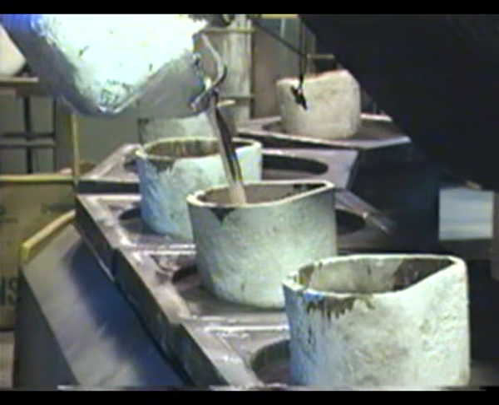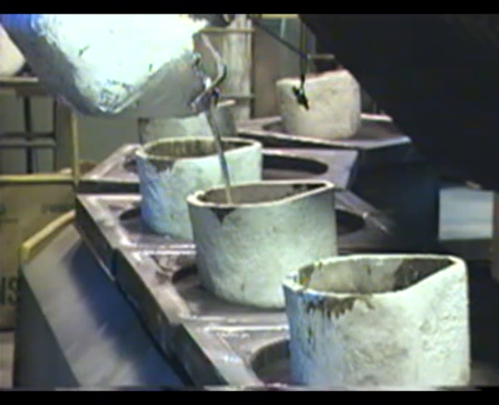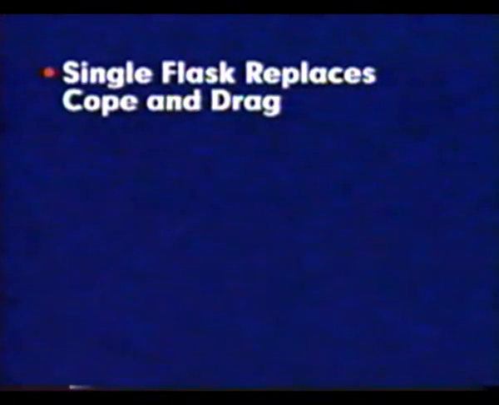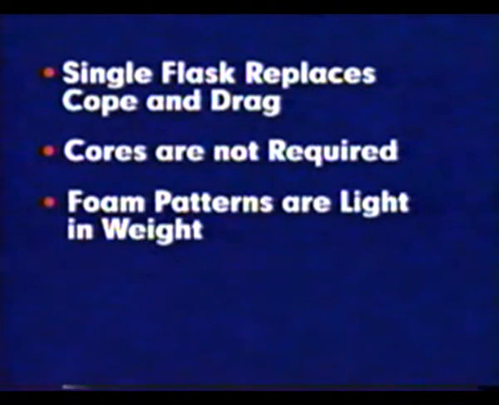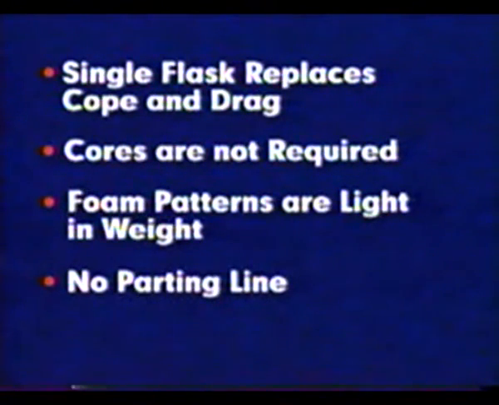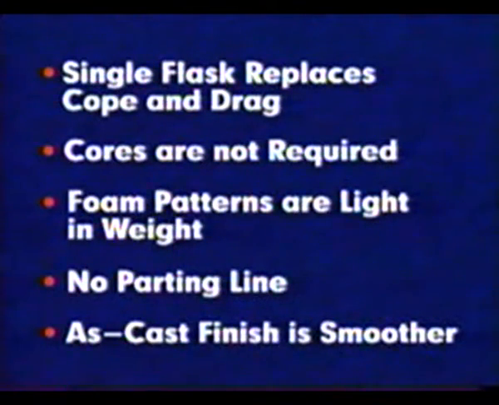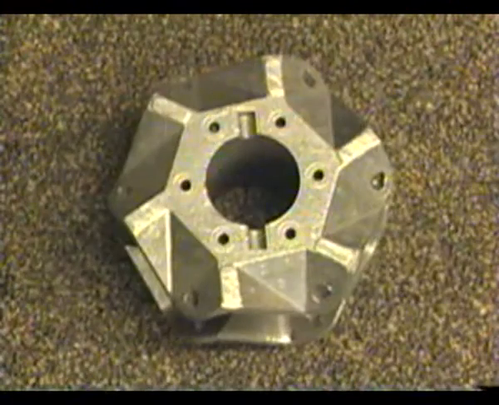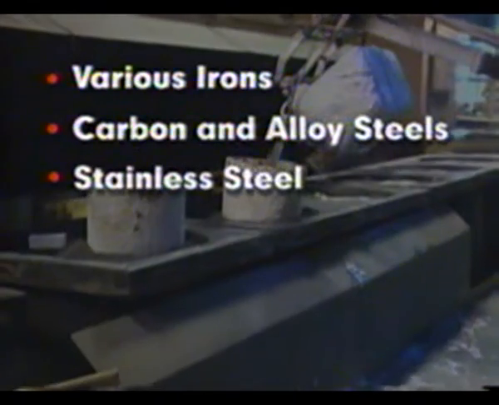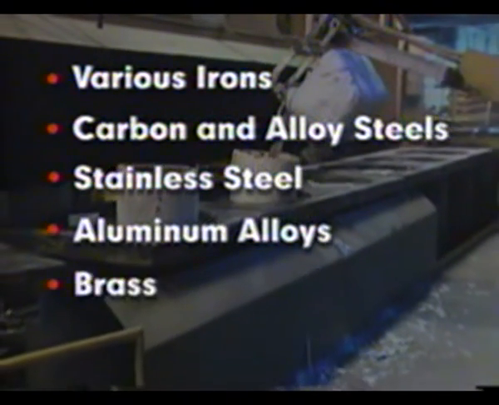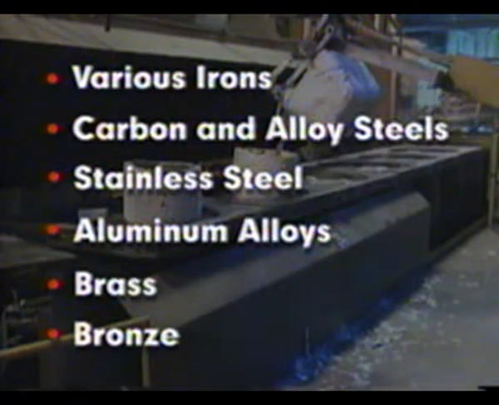Evaporative foam casting has several advantages over conventional sand casting. These advantages include: a single flask replaces the cope and drag. Cores are not required. Polystyrene foam patterns are light in weight. There is no parting line, and the as-cast finish is smoother. Shapes with complex external and internal features can be cast in various irons: carbon and alloy steels, stainless steel, aluminum alloys, brass, and bronze.